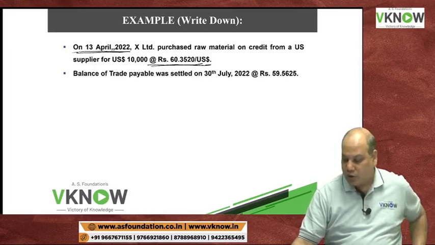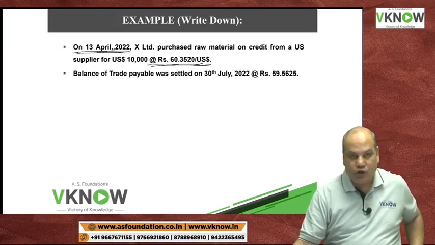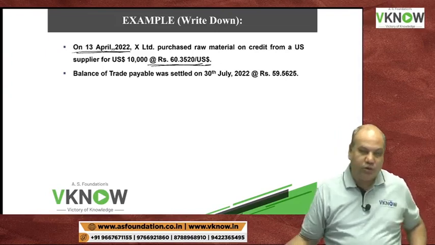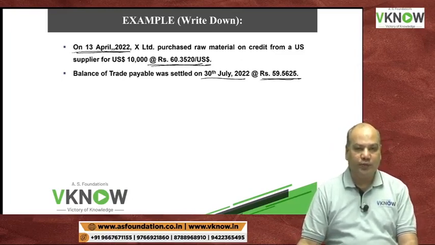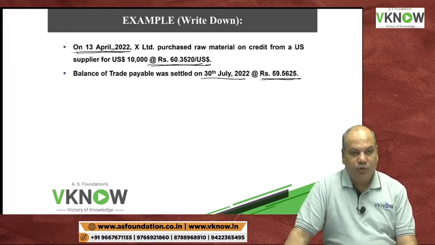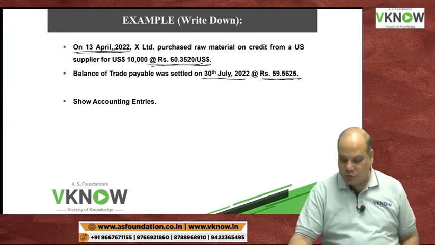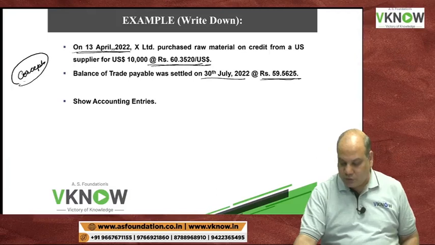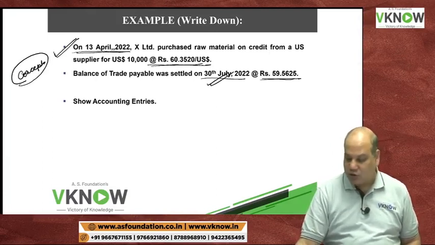Next line, write down the balance of trade payable was settled on 30th July 2022 at 59.5625. Show accounting entries. Very easy question, just for conceptual understanding. So this is, you can say, concept question. What entry will be passed on 13th April? What entry will be passed when the transaction will be settled?